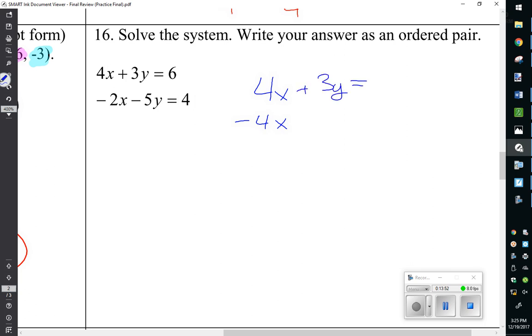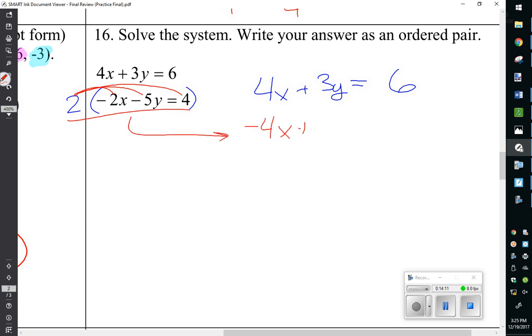So what I'm doing here is I'm going to take this bottom equation, sorry, I keep calling it a polynomial, and multiply it by 2. I'm going to multiply everything by a positive 2. Because if you multiply it by a positive 2, this is going to become negative 4x plus 10y equals 8. I'm sorry, that's a negative 10y. I don't know where that came from. As I say, that's going to make this problem ugly.